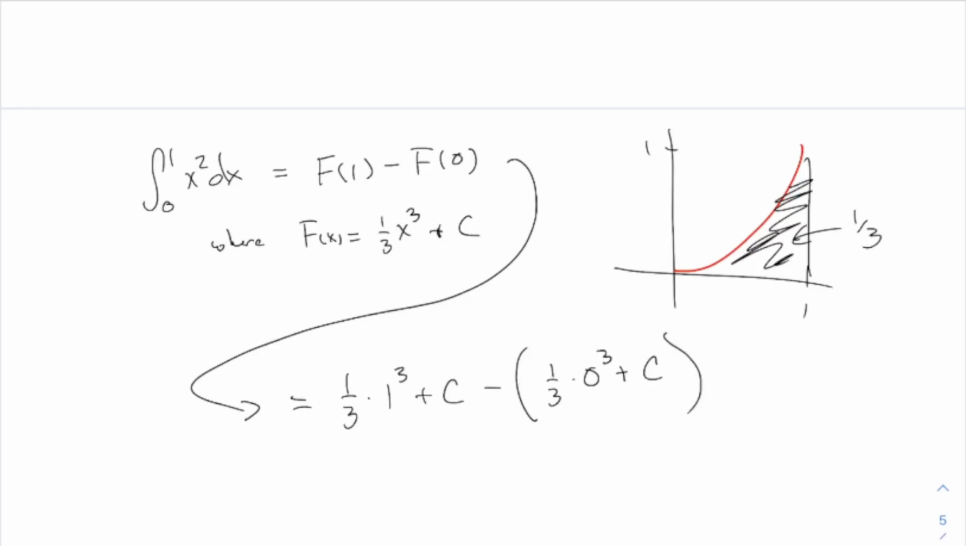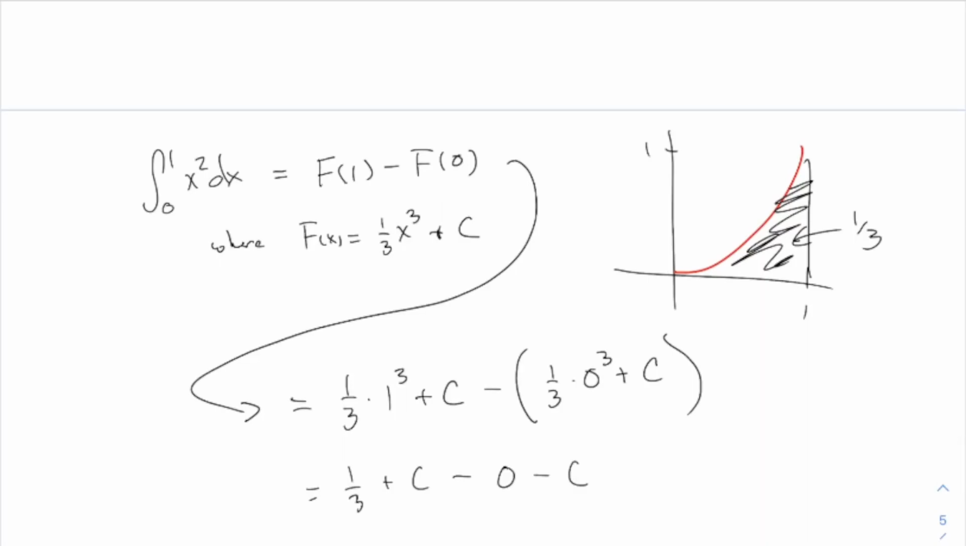And then we can simplify, and we're going to get 1/3, aren't we? This is 1/3 plus c. Distribute the minus sign. Minus, that's going to be 0, right? 1/3 times 0 cubed is 0. And then minus c. The c's will cancel, and we just end up with 1/3. And that's it.